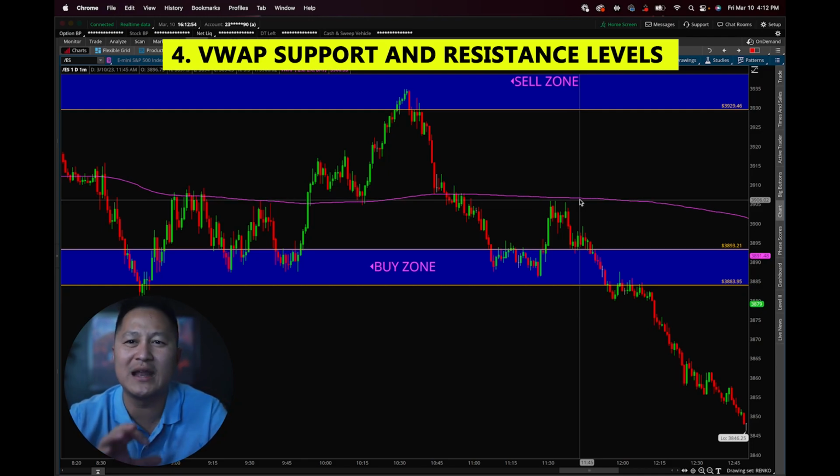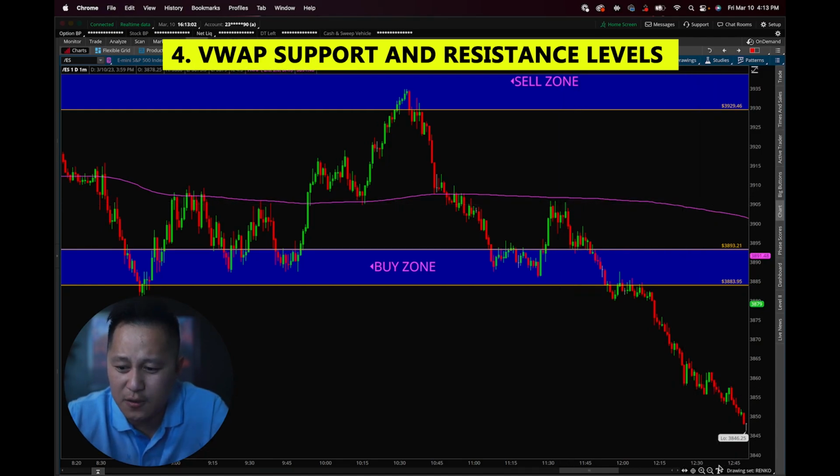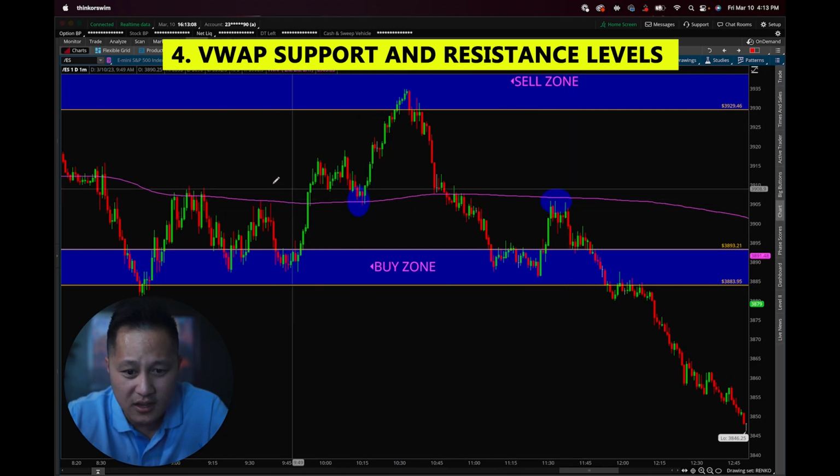Now, VWAP is excellent for identifying support and resistance. Look at the charts inside the SP 500 futures. For example, I use this VWAP data for, look at this, that is resistance, right? This is support, and this is resistance, right? And this is resistance again.